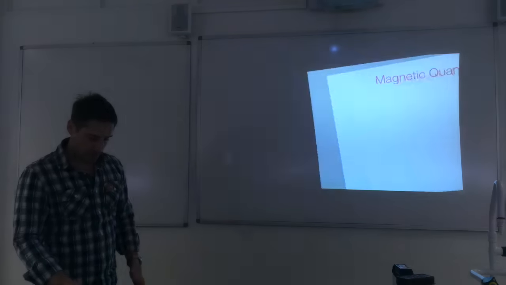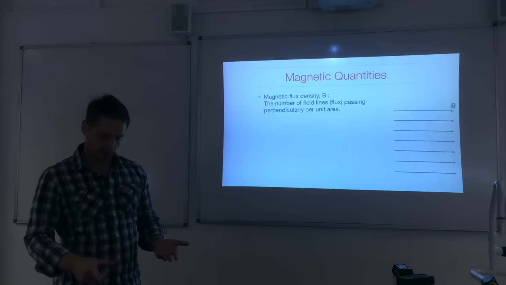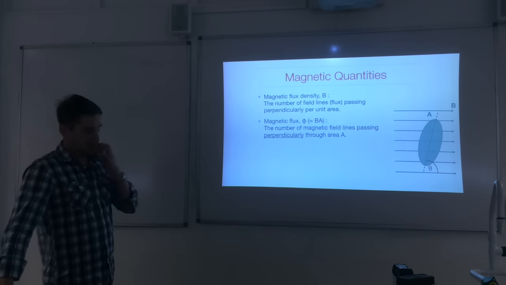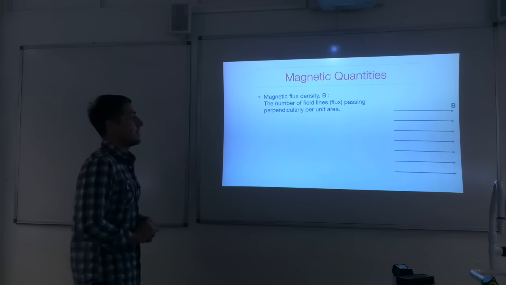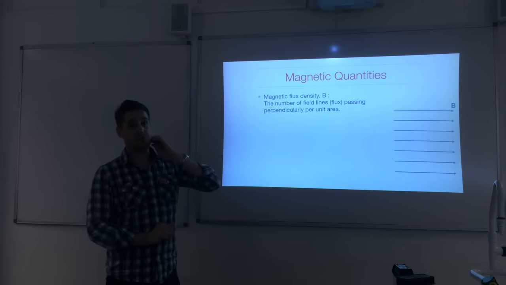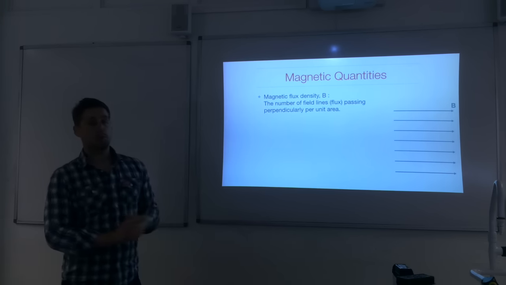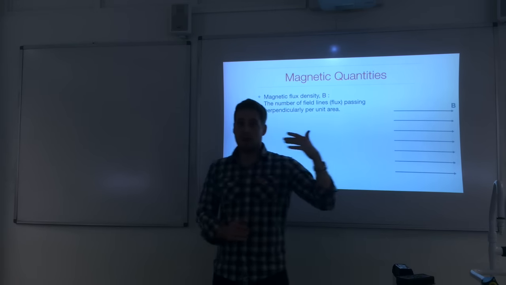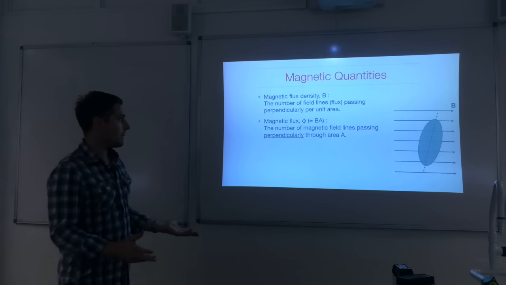Okay, now we're on to looking at some magnetic quantities before we start to look at induction. First quantity: magnetic flux density, which is B. That's the amount of flux, or number of field lines, passing perpendicularly per unit area. So we've already come across that. It's B, it's of no specific area, it's just a general area.